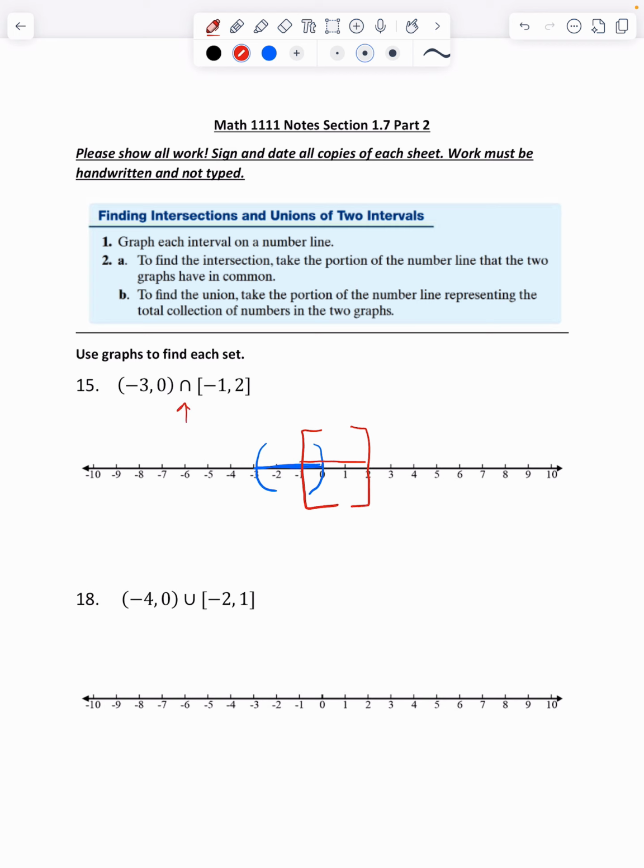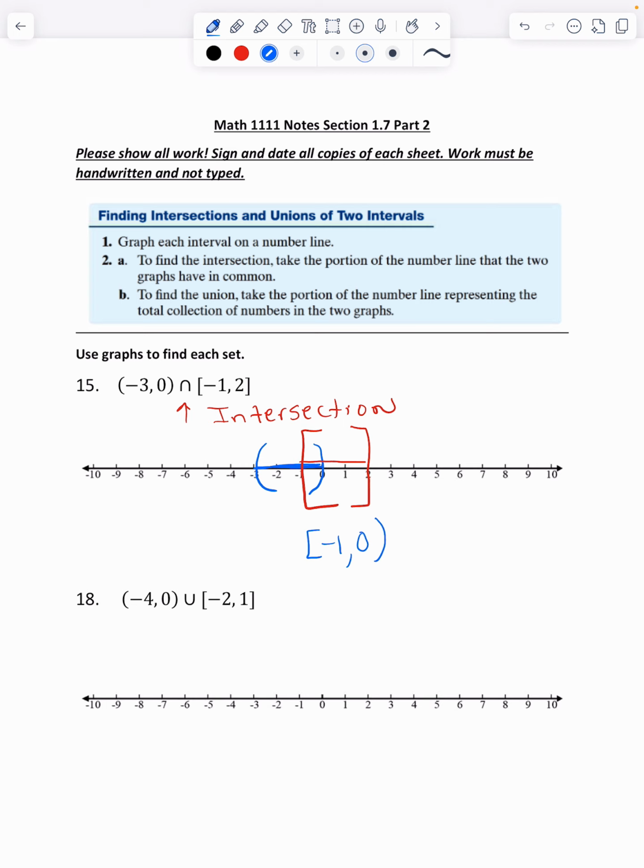So this sign represents the intersection. So the answer to this interval is where they overlap. So the answer is going to be, we start overlapping here at -1, and since it's a bracket, I'm going to put a bracket on there, and it goes to 0. However, 0 has a parentheses, so I'm going to have to put a parentheses as my interval answer for this. So intersection is going to be where they overlap or what they have in common.